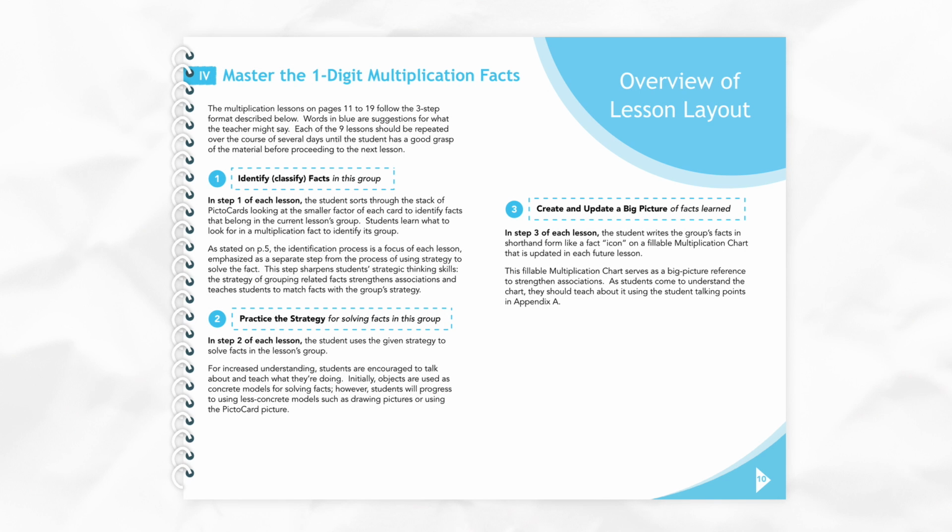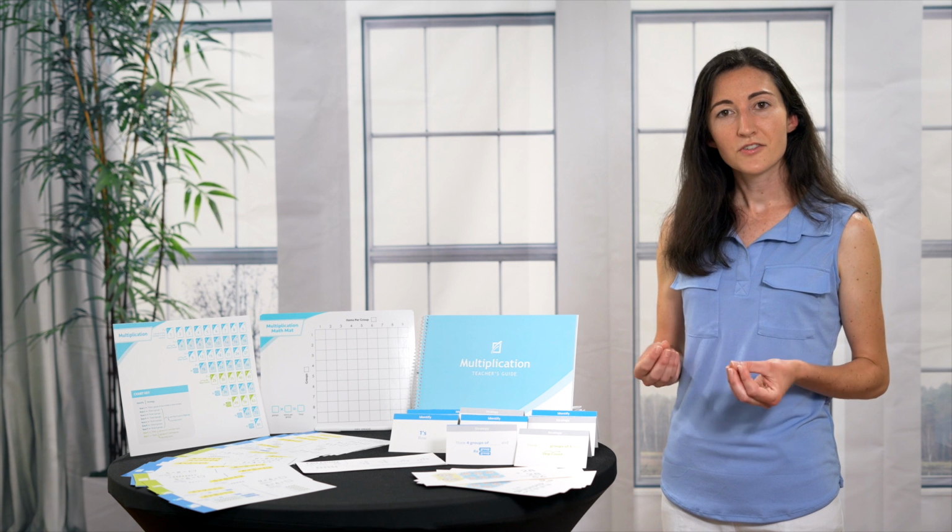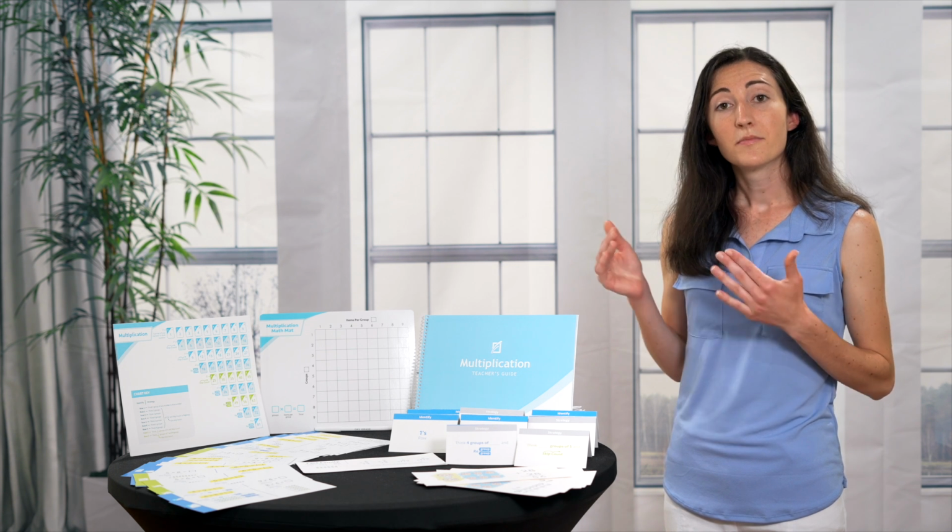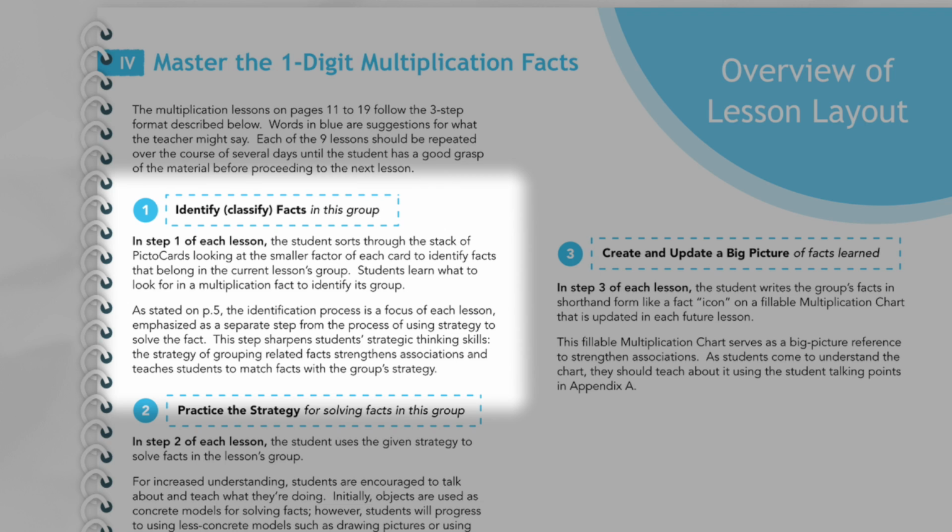So here's a look at the 3-step format used for every lesson in all 4 of our arithmetic sets. Each of the 9 lessons should be repeated over the course of several days until the student has a good grasp of the material before proceeding to the next lesson. Step 1. Identify or classify facts in this group.